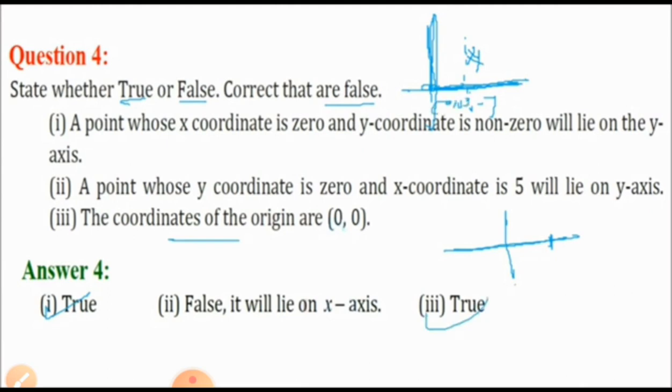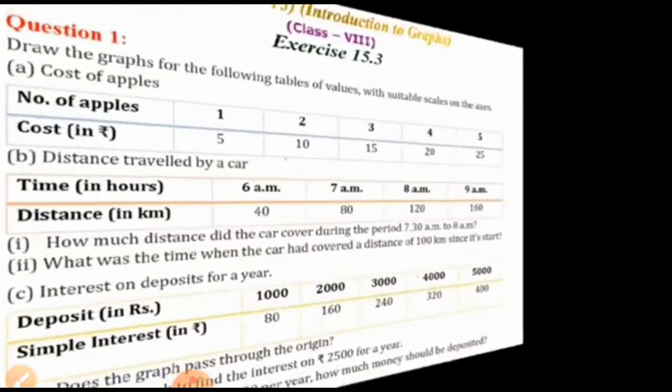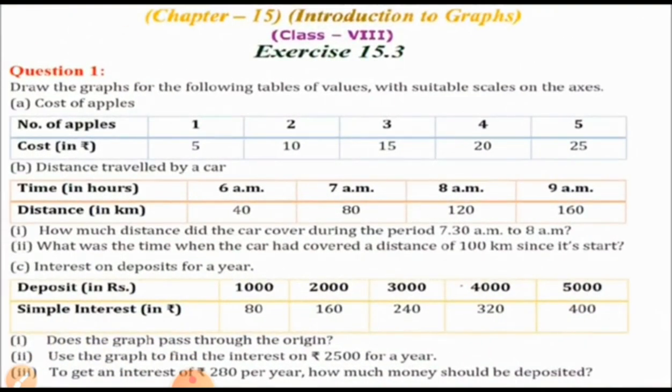So here we end our question number 4 of exercise 15.2. Now the last exercise is remaining. Now we will move on to today's last exercise 15.3. Question number 1 is on your screen. Draw the graphs for the following tables of values with suitable scales on the axis.